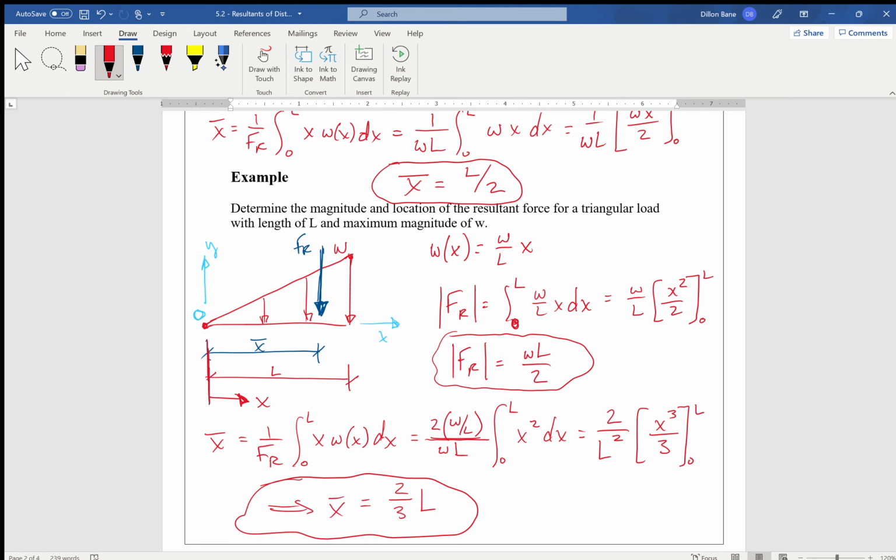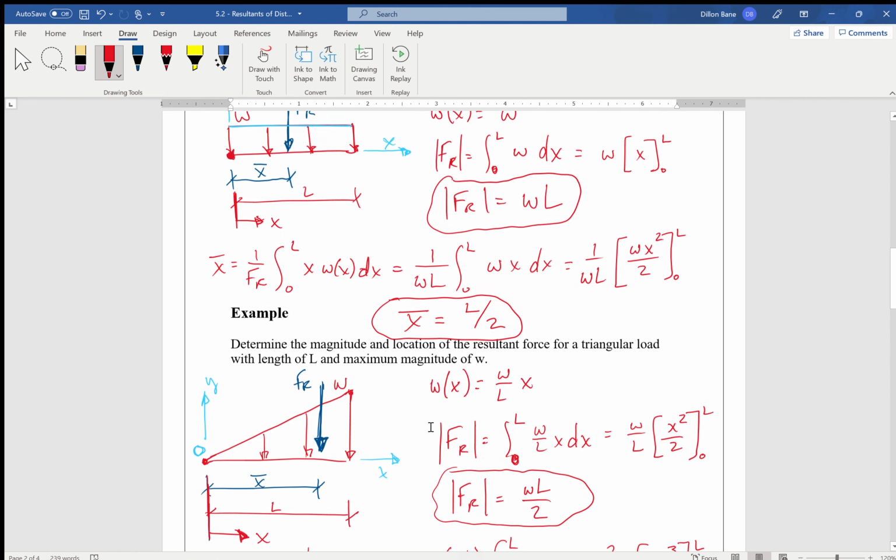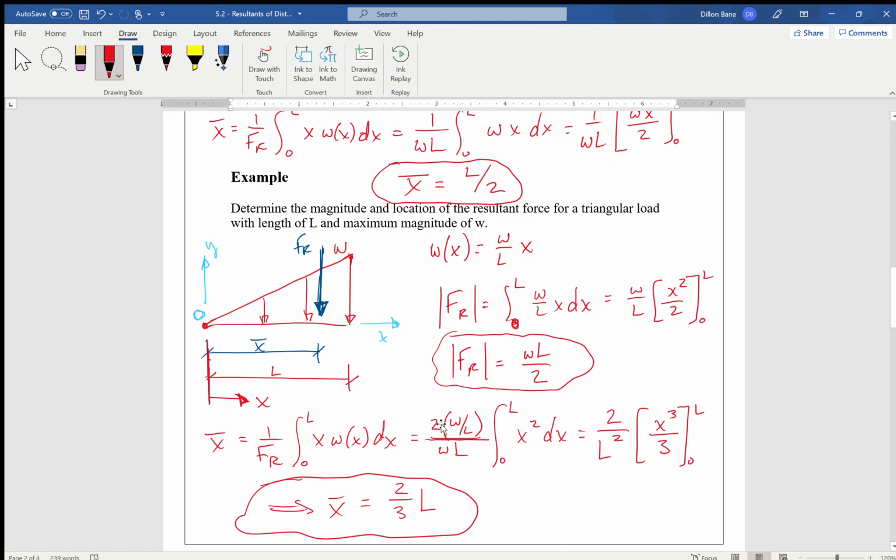So these are our equations for a uniformly distributed load, which is a rectangular load, and for a linearly distributed load that starts at 0, right? That's a triangle load. All of these equations right here hold true for every load. Okay?